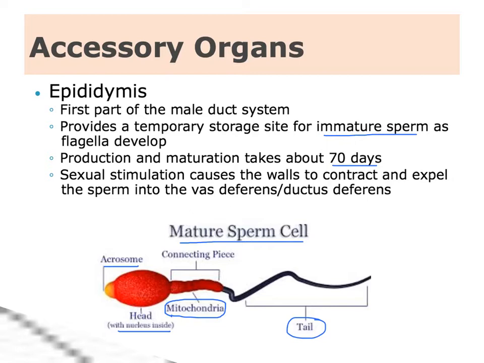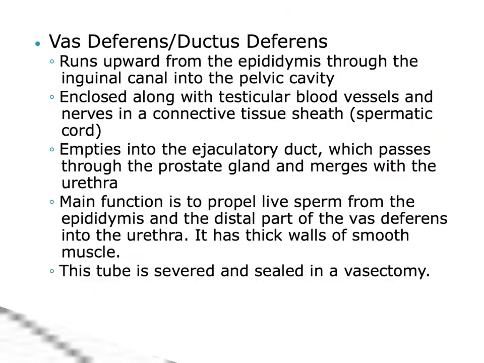Even though a man is making sperm constantly, there's sort of an assembly line process. Only the ones that are ready will be sent on. Sexual stimulation causes the walls of the epididymis to contract and to move things along. The vas deferens is also going to move the contents down the length of the tube by muscular contraction. The vas deferens, or the ductus deferens, is the second stop, and it runs from the epididymis through the inguinal canal back into the pelvic cavity, like I showed you on the picture.